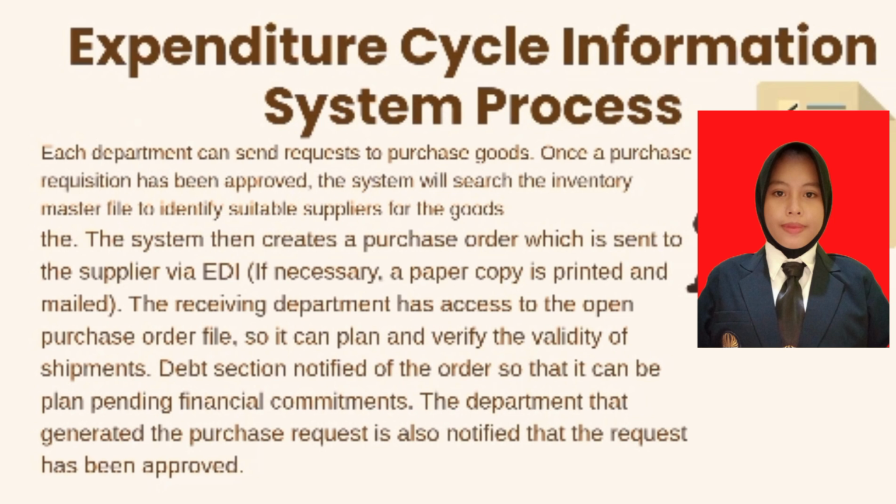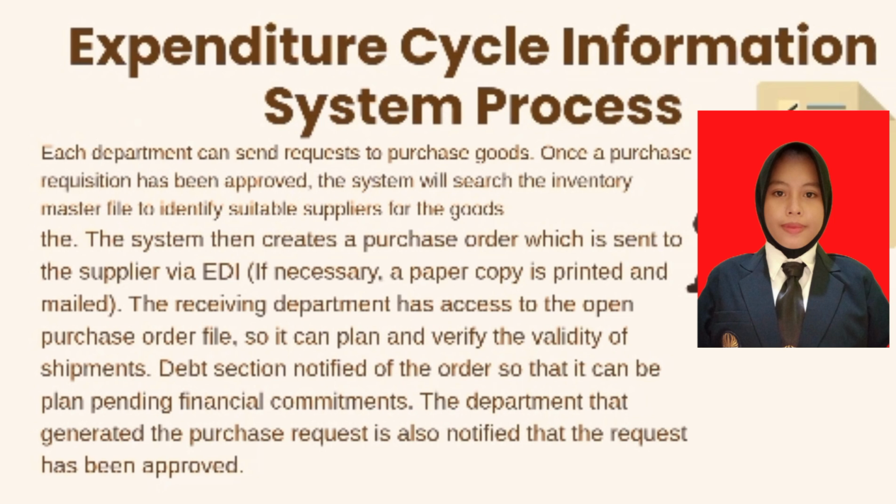Expenditure cycle information system process. Each department can send requests to purchase goods. Once a purchase request has been approved, the system will retrieve the inventory master file to identify suitable suppliers for the goods. The system then creates a purchase order, which is sent to the supplier via EDI.